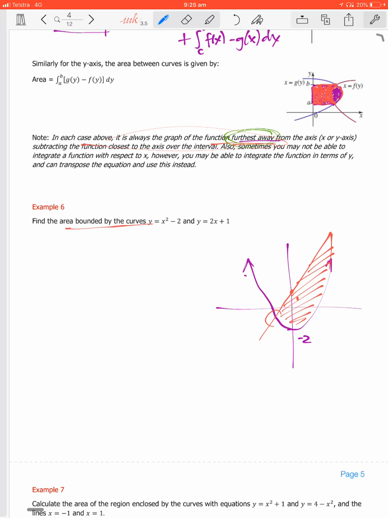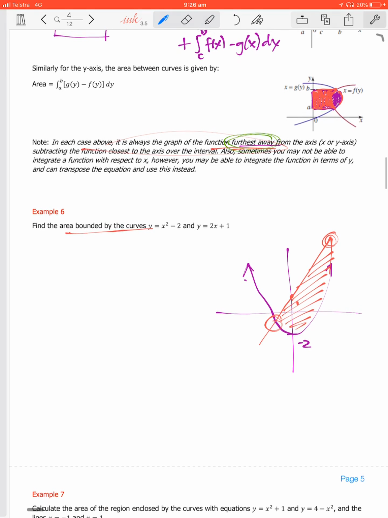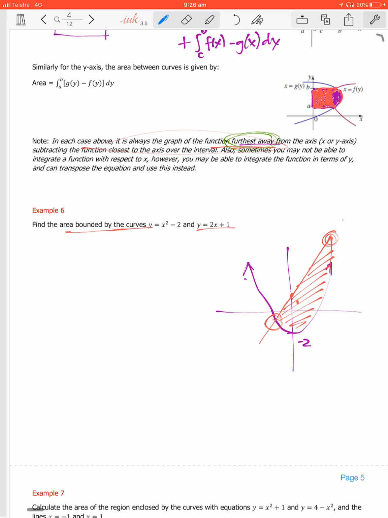So the first thing we need to do is find where it intersects. Let's call the straight line f of x, so f of x is 2x plus 1. G of x is x squared minus 2. Let's find where they intersect. So 2x plus 1 equals x squared minus 2. Bring it all to one side: 0 equals x squared minus 2x minus 3.